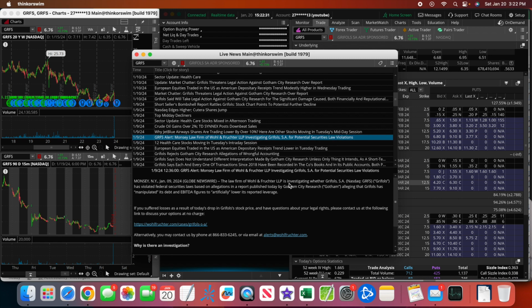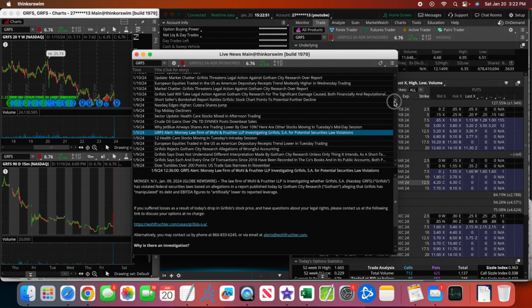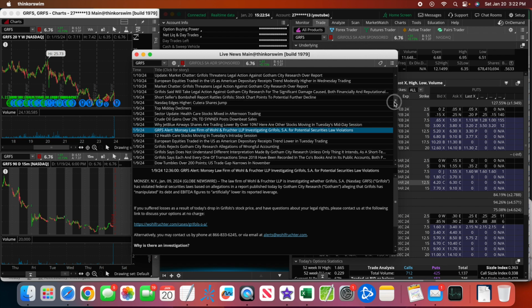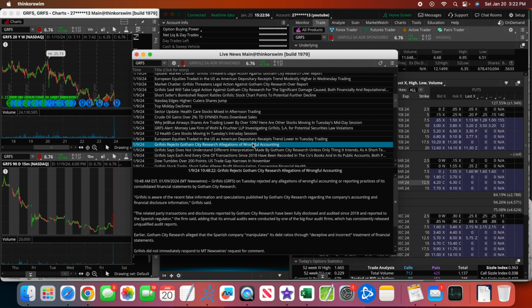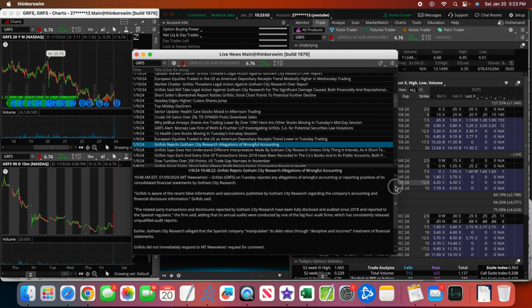The law firm is investigating whether Griffiths has violated federal securities laws based on the allegations in a report published by Gotham City Research alleging that Griffiths has manipulated its debt and EBITDA figures to artificially lower its reported leverage. Then, like, wait, what? Then you keep reading, and it's like, Griffiths on Tuesday rejected any allegations.